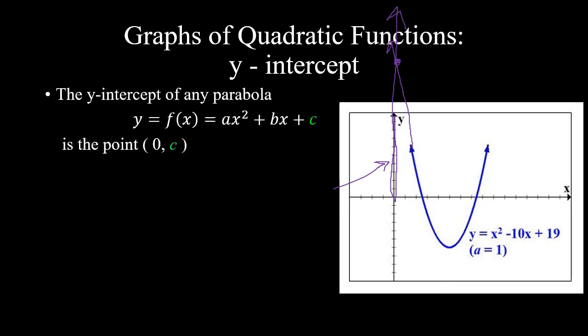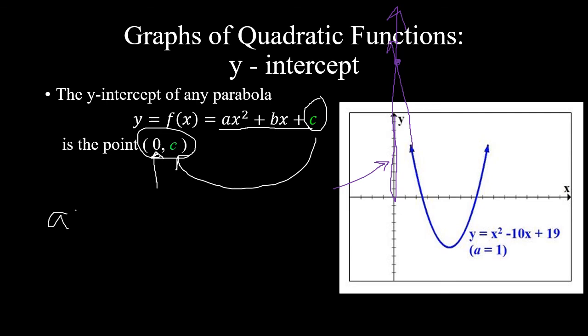The y-intercept of any parabola is the point (0, c). So for any parabola of the form f(x) equals ax squared plus bx plus c, our y-intercept is simply the point (0, c). Whatever your c value is, whatever that coefficient is, that's what your y value will be. That's where your graph is going to hit the y-axis. That should make sense, because remember, when we're looking for an intercept, we plug in 0 for the opposite variable. So if we're looking for the y-intercept, we're plugging in 0 for x.